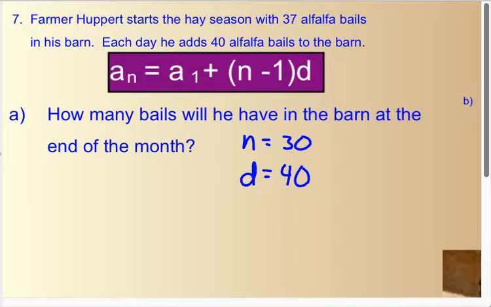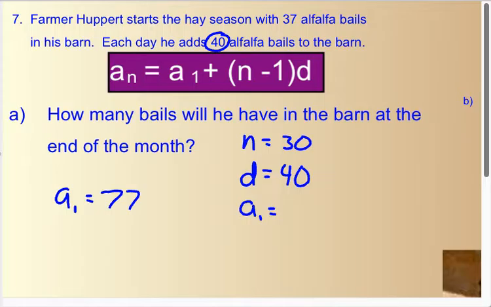Now, a sub 1 here. A lot of people would say, hey, a sub 1 is 37. But we're going to talk about what's called the initial value. After the first day, he wouldn't have 37 bales in his barn. He would have added 40 to his barn after the first day. So really, a sub 1 would be 77. So my a sub 1 isn't 37 in this case.